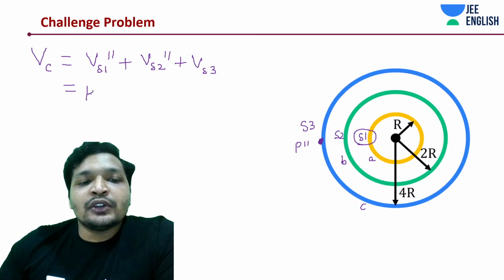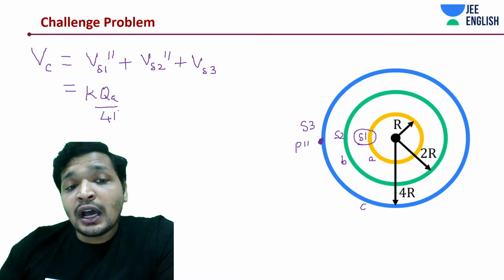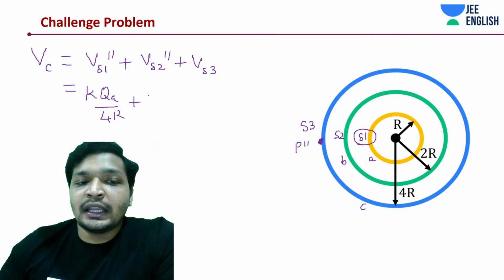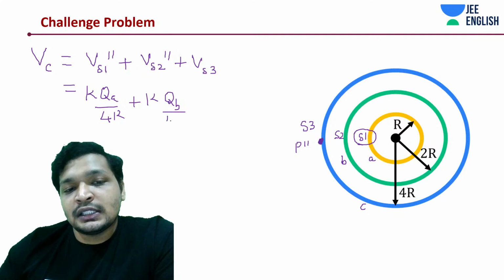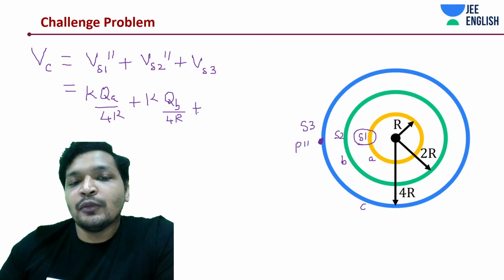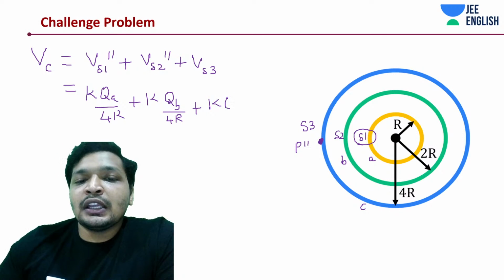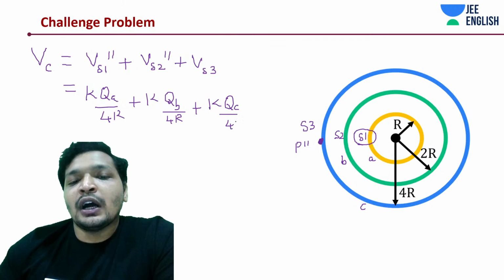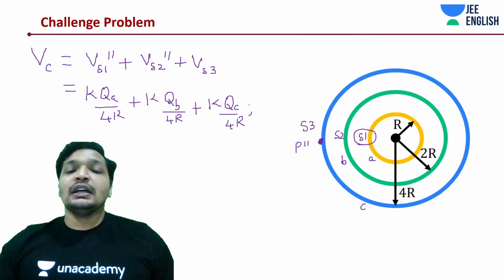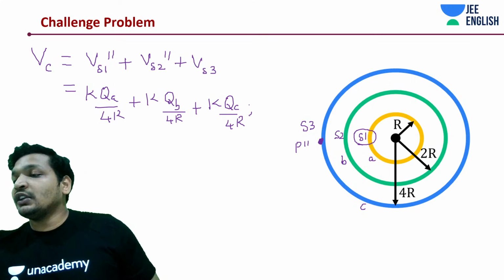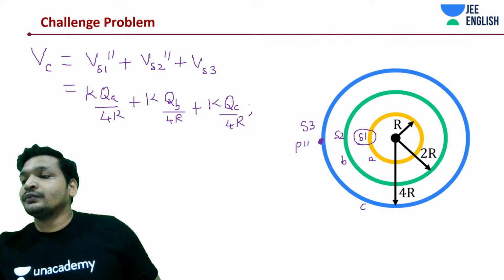Alright, again do the math. It's going to be KQA by 4R this time, and there would be again KQB by 4R this time, not 2R anymore, and this would be KQC by 4R. Now there is a lot of math that we need to do, guys. So this is something that we need to obviously work around.